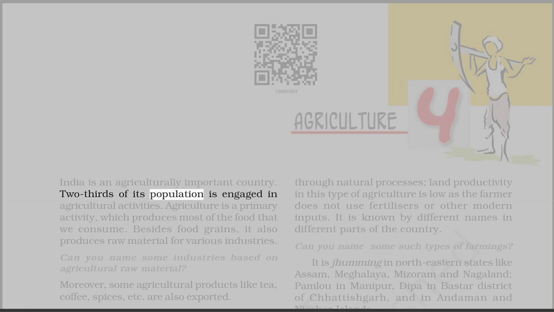country. Two-thirds of its population is engaged in agricultural activities. Agriculture is a primary activity, which produces most of the food that we consume. Besides food grains, it also produces raw material for various industries. Can you name some industries based on agricultural raw material?